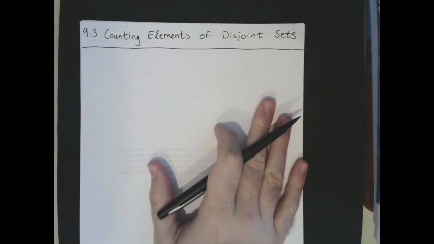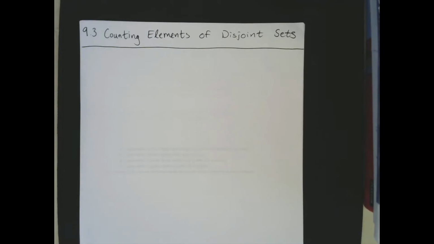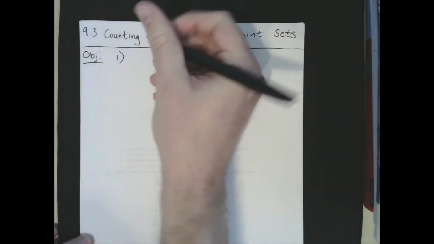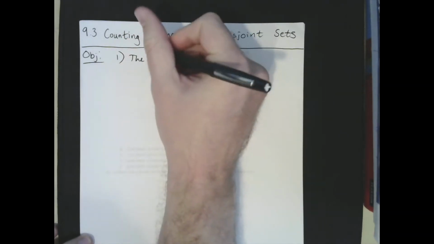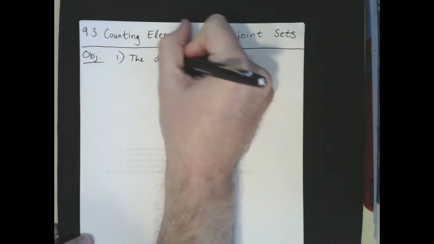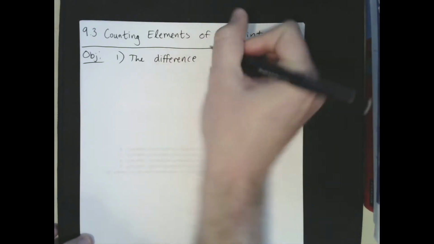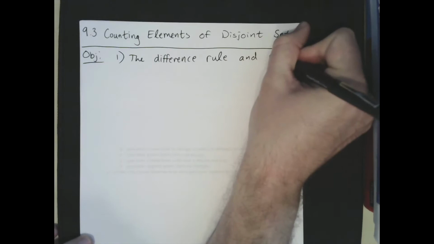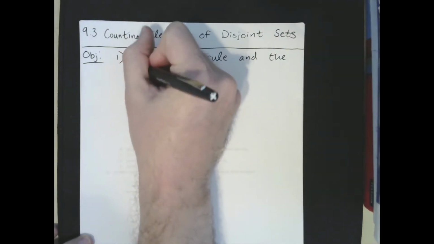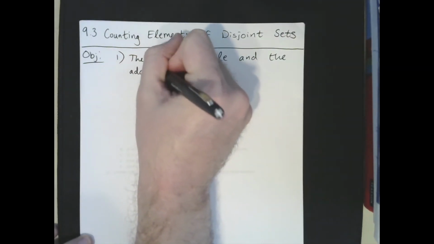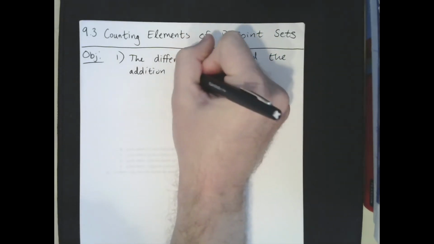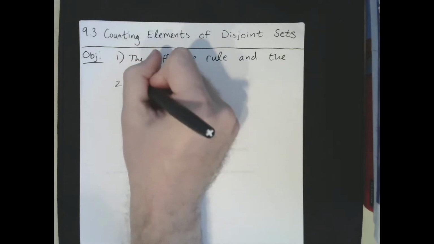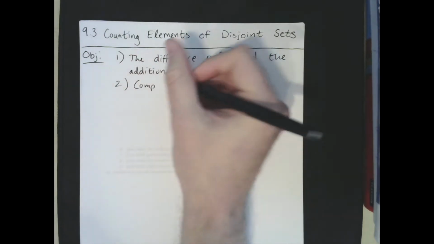Okay, section 9.3, counting elements of disjoint sets. So we have three things to talk about in this section. Number one is the difference rule and the addition rule. Don't know why I capitalized that one. Number two is we're going to talk about complement events.